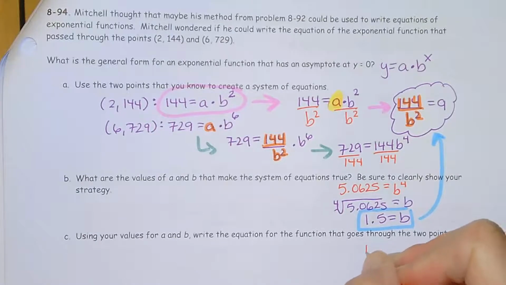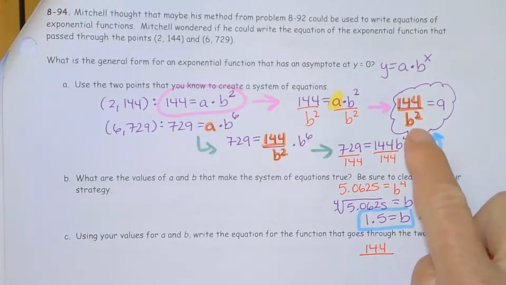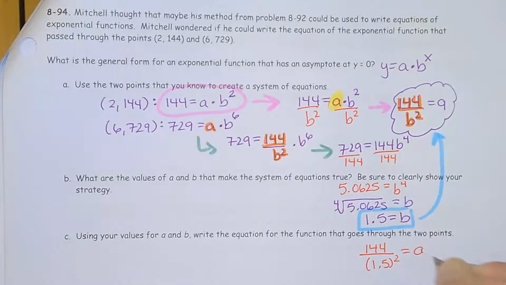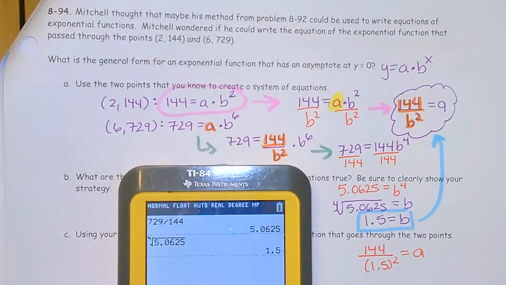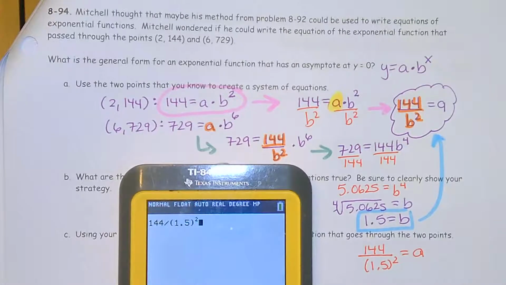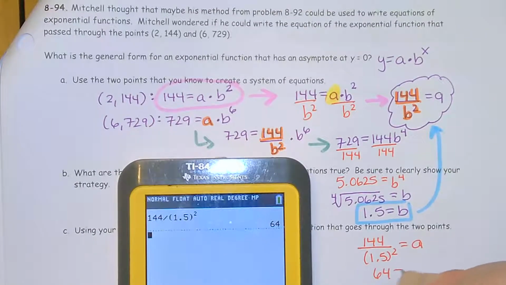So I'm going to get 144 over B squared, and B is 1.5, so I'm going to have 1.5 squared is equal to A. And then I'm going to put that in my calculator. So I'm going to take 144 divided by 1.5 squared, and I end up getting 64. So my A is 64. So 64 equals A.